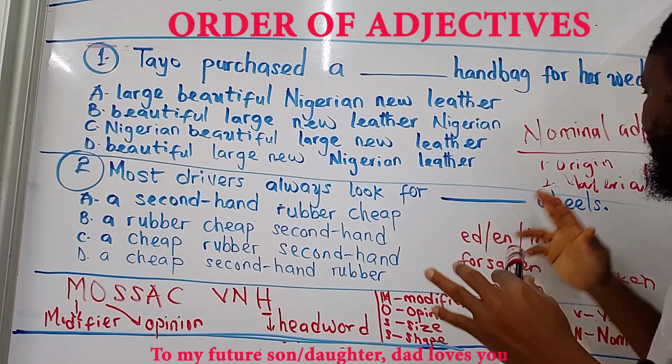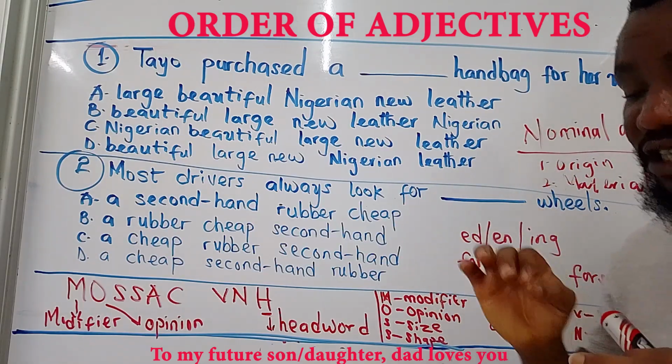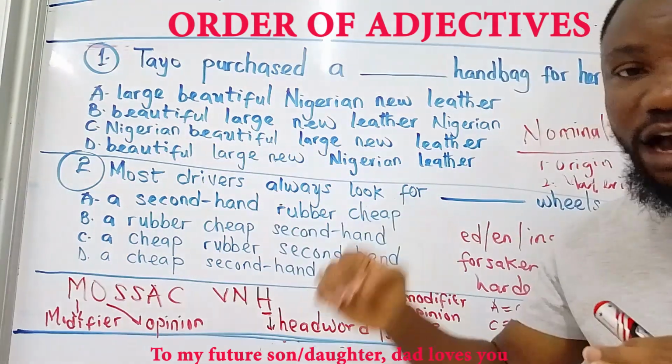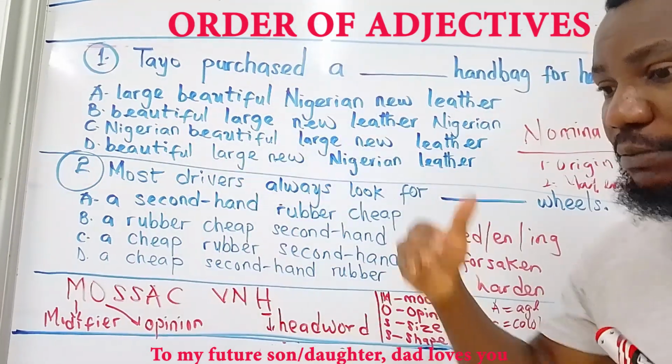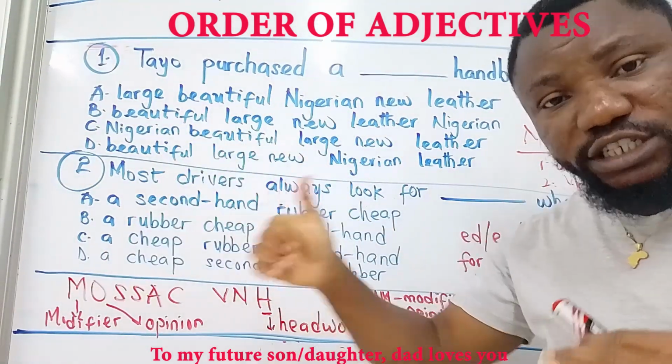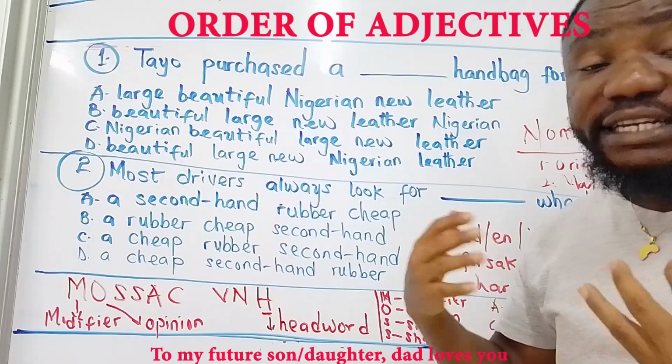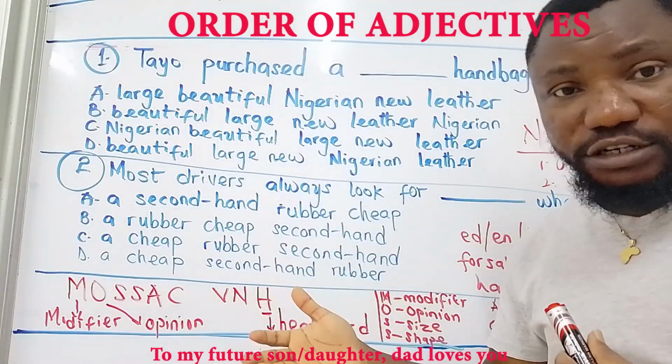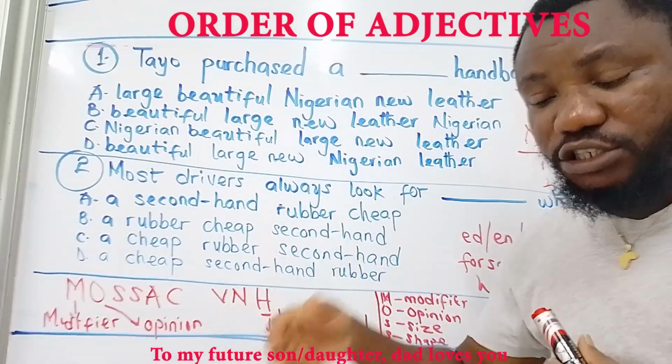So basically, the origin is talking about the nationality of the noun being talked about, or the place of production of what has been talked about. For example, a Nigerian English teacher.